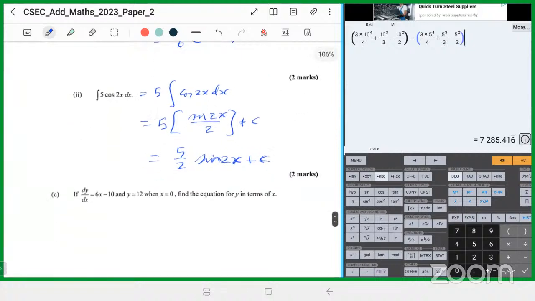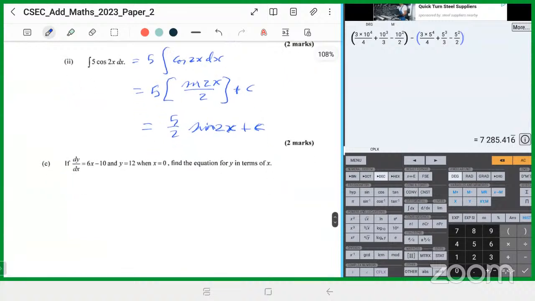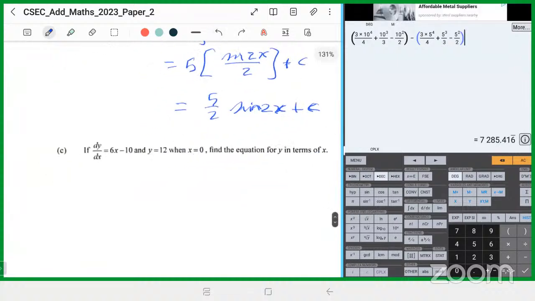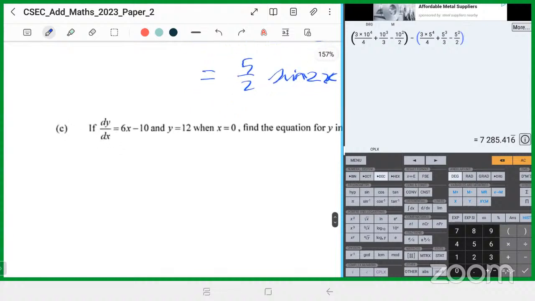No, it's this one. If dy by dx equals that, and y equals 12 when x equals 0, find the equation. I'm going to integrate this, right? I'm going to multiply the dx over here. Let's teach advanced students something. So dy becomes equal to (6x minus 10) times dx.